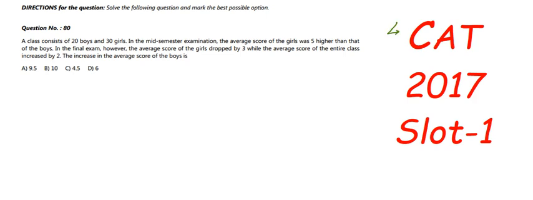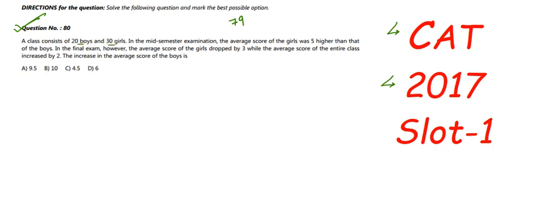Today we are going to solve the CAT 2017 question paper. In our last videos, we have solved questions up till 79. So now we are going to start with question number 80. So let us begin. Question 80 says a class consists of 20 boys and 30 girls.